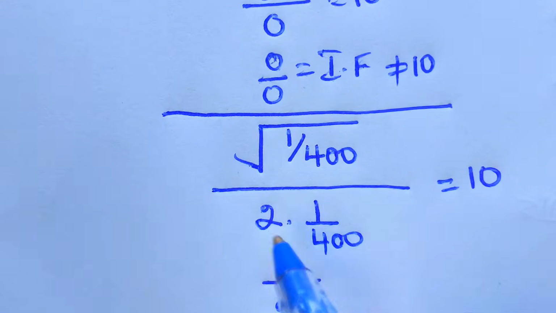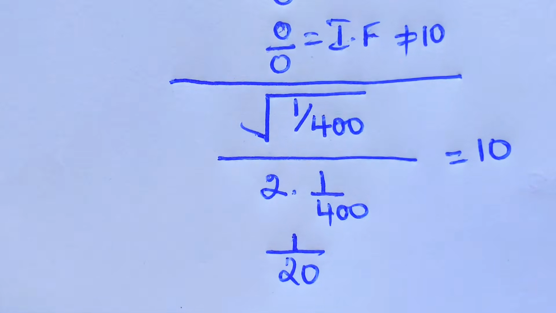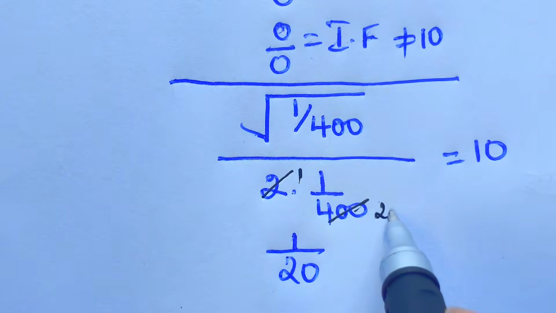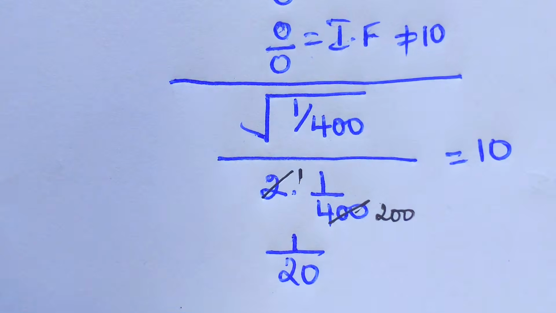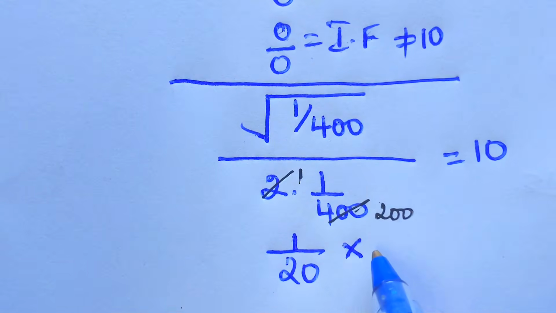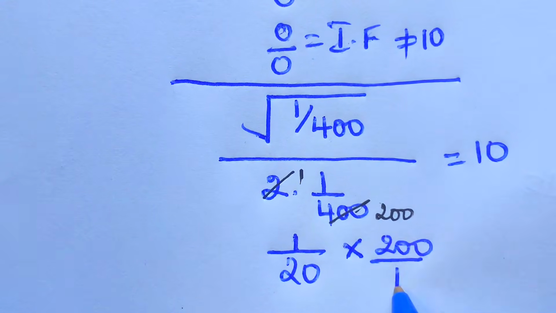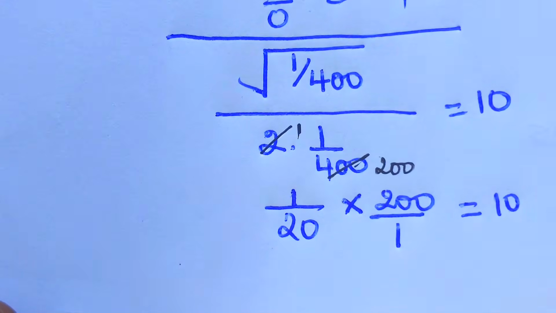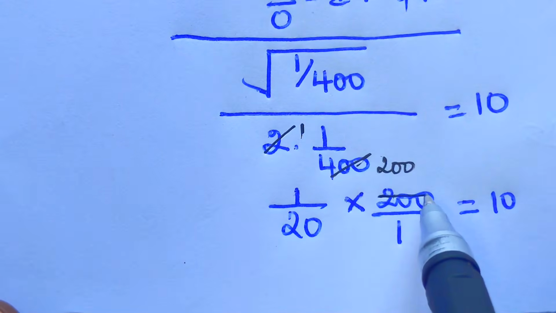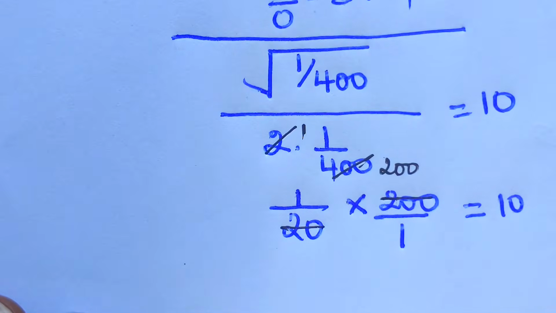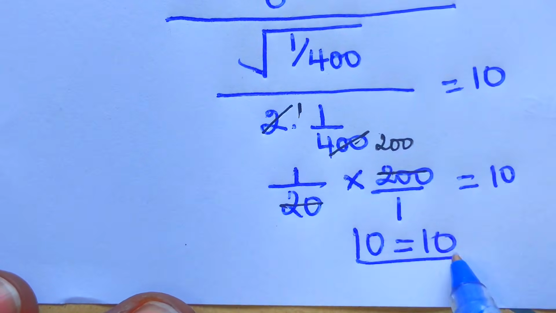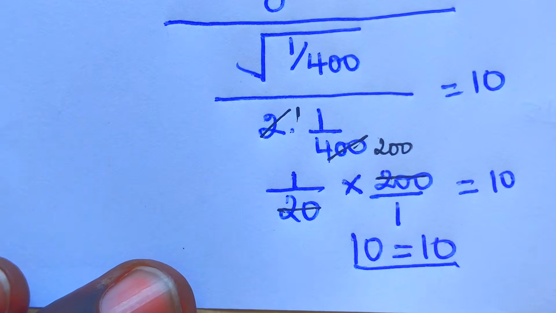Then by factorizing, this one is factorized out to get 1 here, and I have 200, right? Then we multiply by 200 over 1 because we have division, which should equal 10, and we simplify 200 over 20 so that we have 10, which equals 10. So this is our solution.